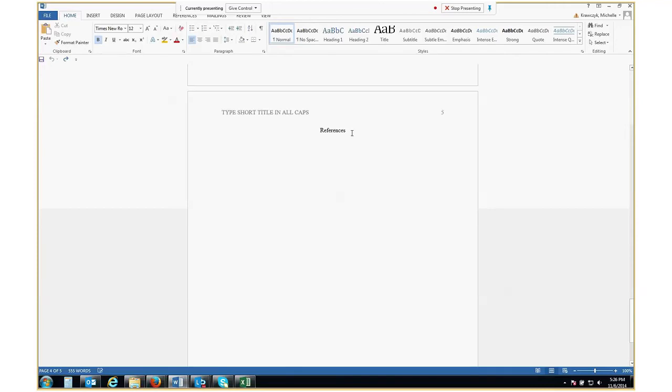Again, here are your references, then you will type your references. Make sure you include your hanging indents. For every reference you have, you must have in-text references within the paper as well.